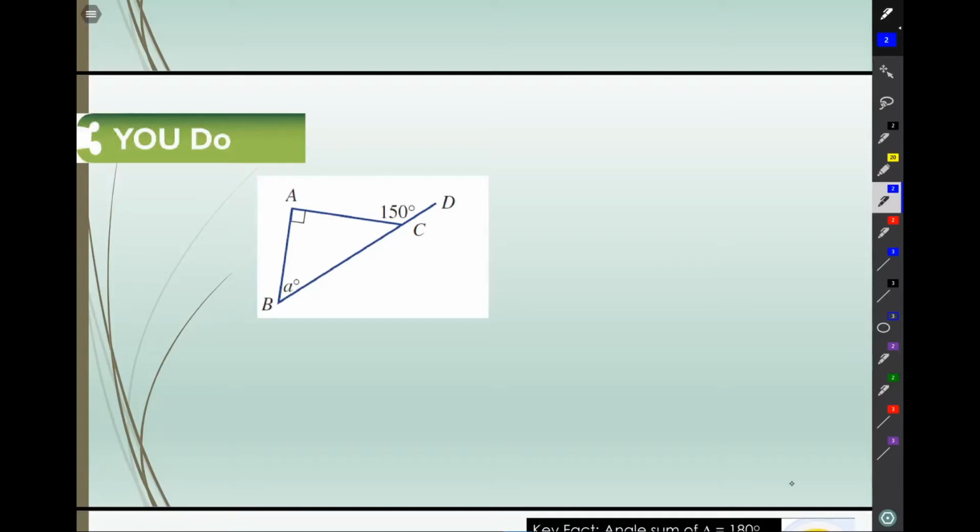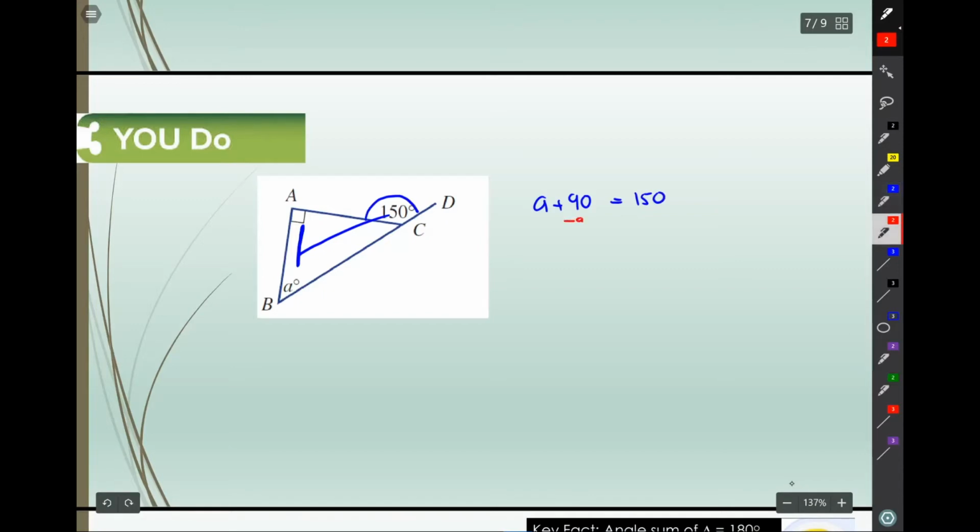Okay, hopefully you've had a go at this question yourself. And remember, what we're looking for is the outside angle equals the sum of the two opposite interior angles. So A plus 90 again equals 150. Subtract 90 from both sides. These ones cancel. A is going to equal 60 degrees.